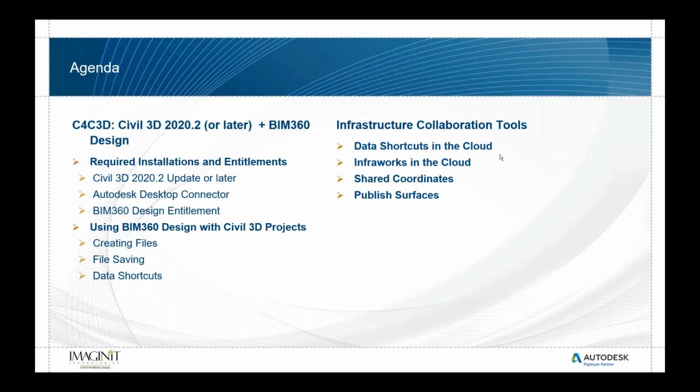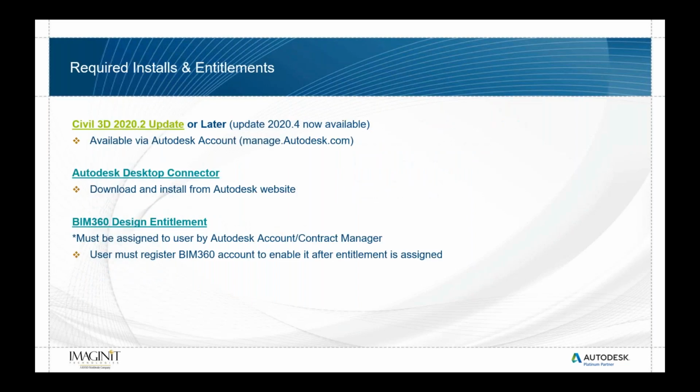So let's talk a little bit first about the required installations here. Within Civil 3D itself, we would need to be using at least the Civil 3D 2020.2 update version or later. At this point, we are up to the 2020.4 update for Civil 3D, and that is available to anyone that's got subscription. You can log into your manage.autodesk.com or use your Autodesk Desktop Manager to get to those updates there.